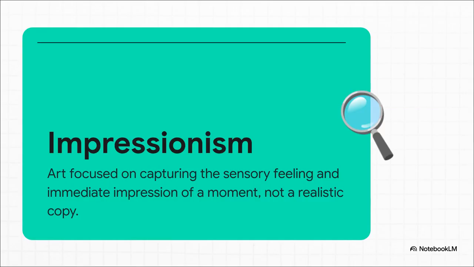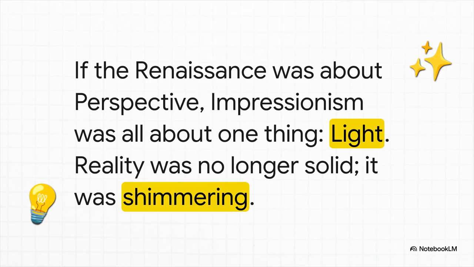And right here, you see a complete flip in the mission of art. The Impressionists were not trying to paint that perfect, timeless window onto the world. No way. They wanted to capture something way more personal, way more immediate, the sensory feeling of a moment. You know, the way light sparkles on water, or the blur of a moving crowd, or that hazy look of a city at sunset. So if the Renaissance was all about perspective, then Impressionism was obsessed with one thing: light.